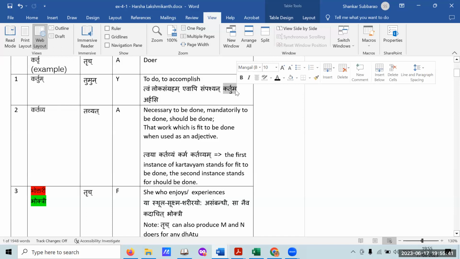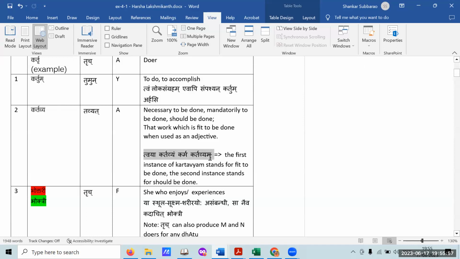That word. And here kartum is in the sense of arha. You are fit to do it. It is not for doing another thing. That extra meaning also comes up. You are fit to do it. Kartum arhasi. Tvaya kartavyam karma kartavyam. Two meanings. Kartavyam here is to be done, and the other kartavyam is should be done by you.